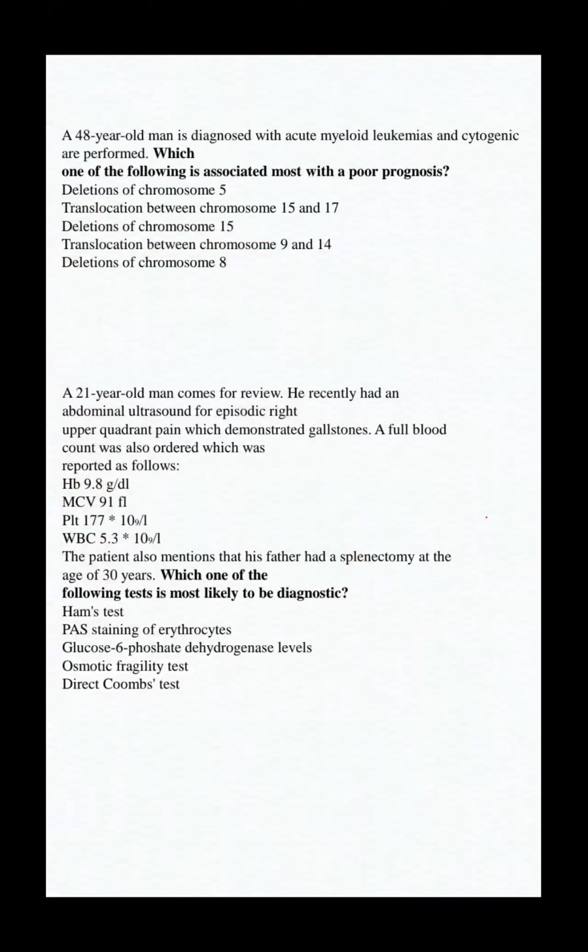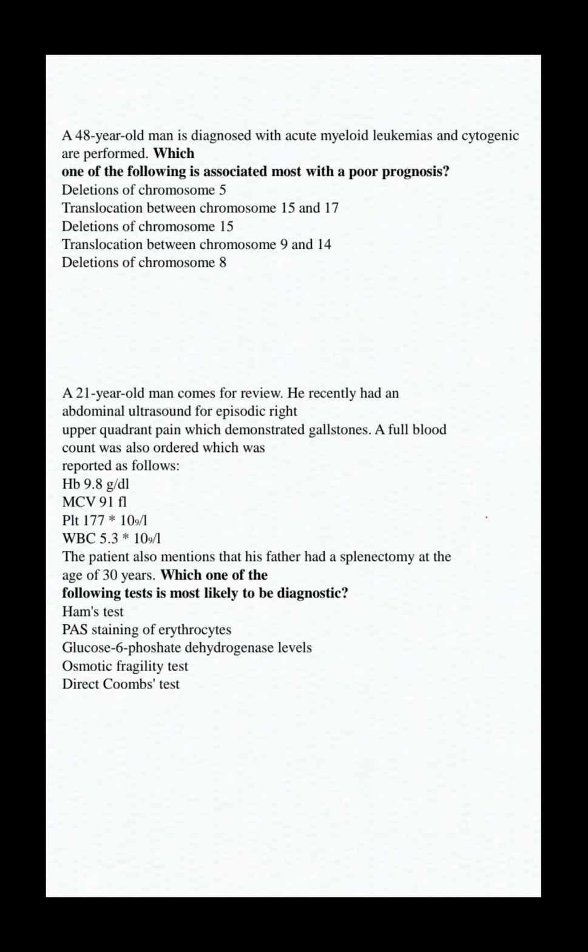First question will be discussed with Dr. Priya. Good afternoon, ma'am. A 48-year-old man is diagnosed with acute myeloid leukemia and cytogenetics are performed. Which one of the following is associated most with a poor prognosis? Deletions of chromosome 5, translocation between chromosome 15 and 17, deletions of chromosome 15, translocation between chromosome 9 and 14, deletions of chromosome 8.